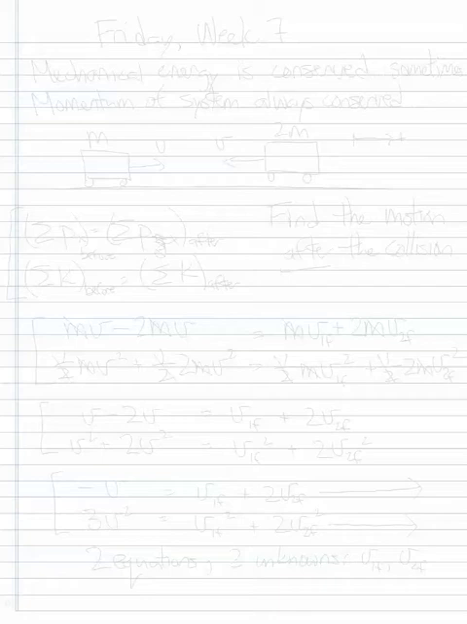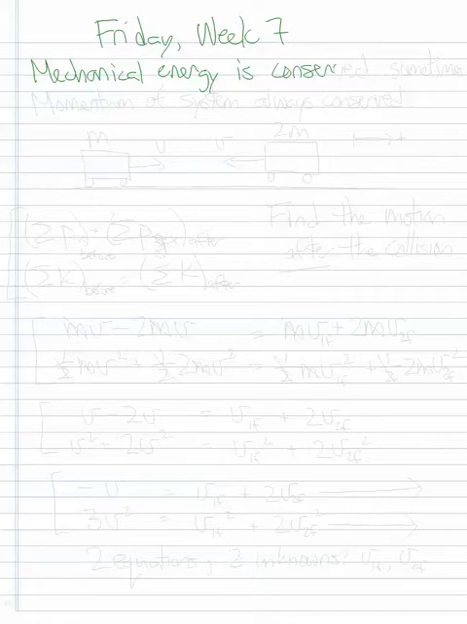This is my solution for the problem that we did on Friday of week 7. And we started to talk about this idea of conservative interactions. And what that means is that mechanical energy is conserved. So how do we know if it's conserved? Well, it's conserved until it's not conserved.